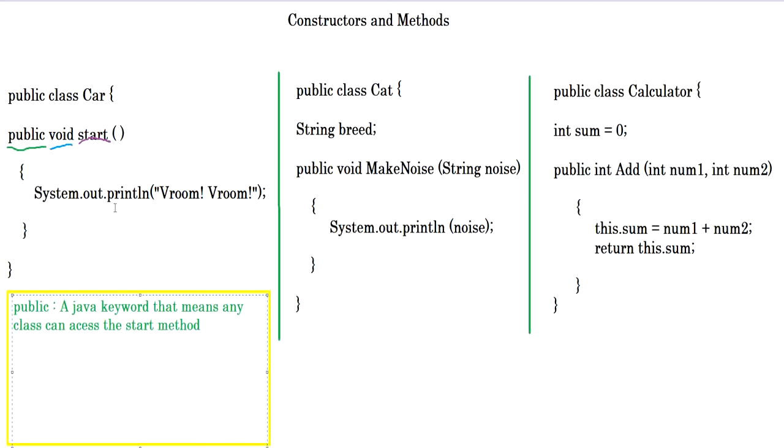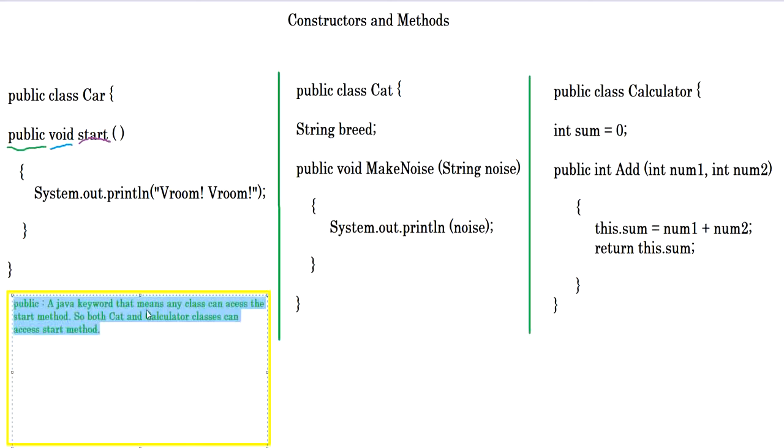So in terms of the three classes, car, cat and calculator, both cat and calculator can access the start method that's in the car class. So that's what the word public meant. It controls the access of different methods, and it tells you who can access which method.